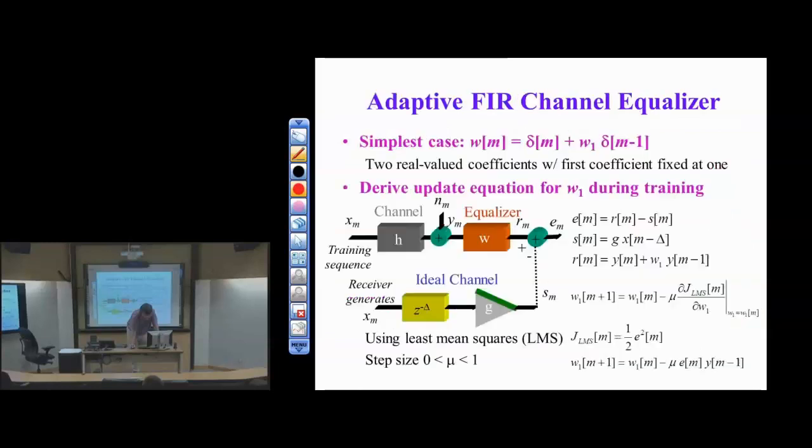All right, so let's derive the adaptive equalizer for the simplest case, which is an equalizer that's an FIR filter.